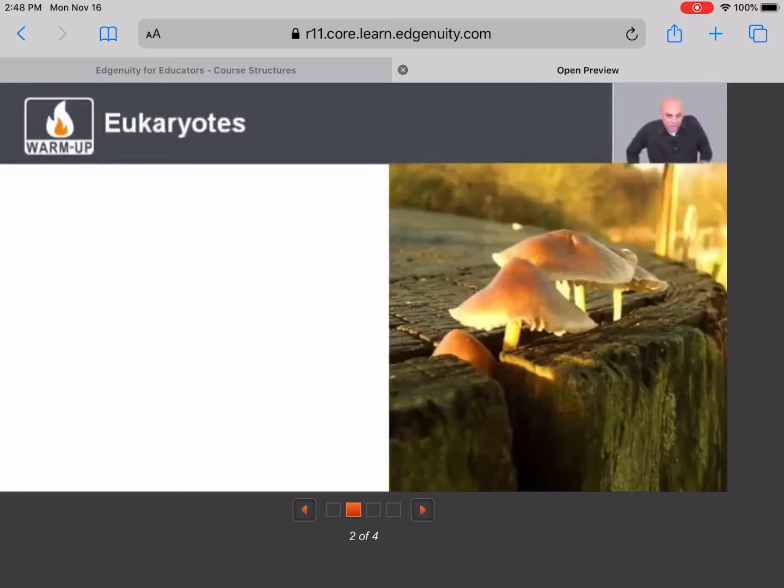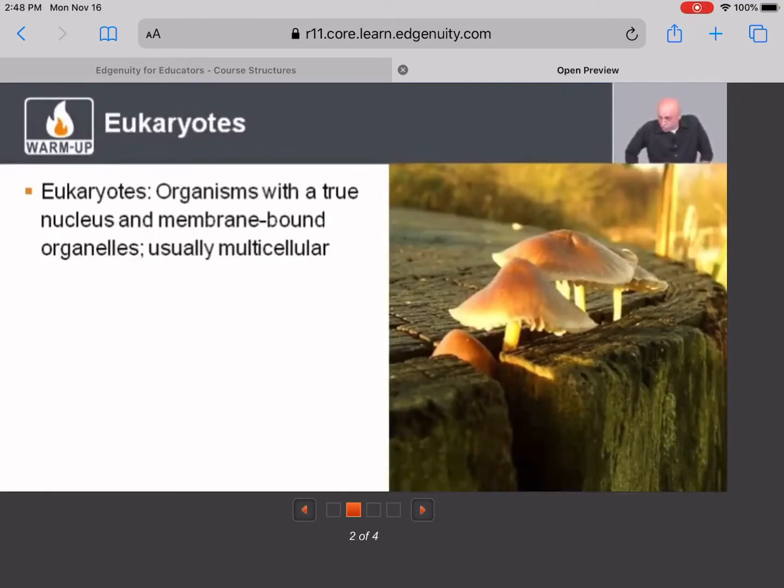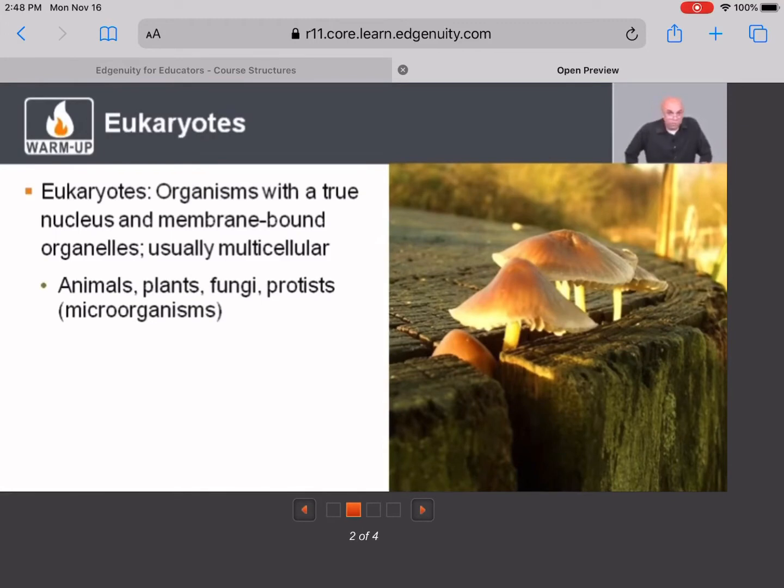Let's talk about eukaryotes. Eukaryotes are usually multicellular organisms that have a true nucleus and membrane-bound organelles. They are more complex than single-celled organisms, and they have cells with specialized roles. Think about brain cells, skin cells, heart cells, muscle cells. Those are cells found in multicellular eukaryotes. Examples of eukaryotes include animals, plants, fungi, mushrooms, which you see in the picture, and protists, microorganisms that can be single-celled or multicellular with membrane-bound organelles and a proper nucleus.